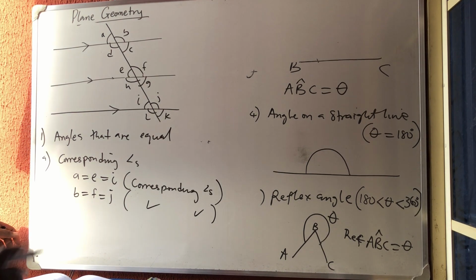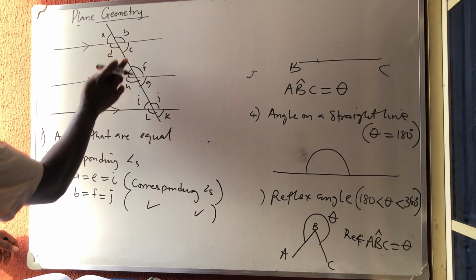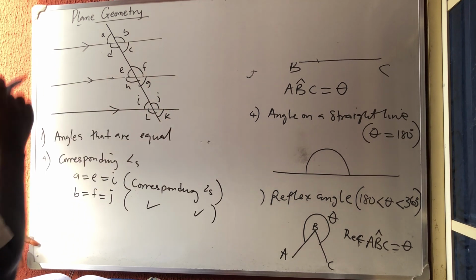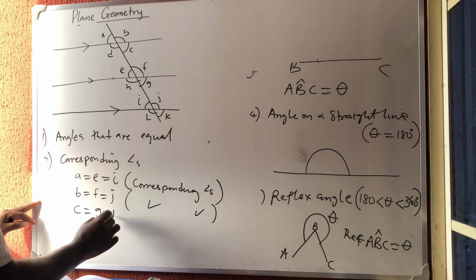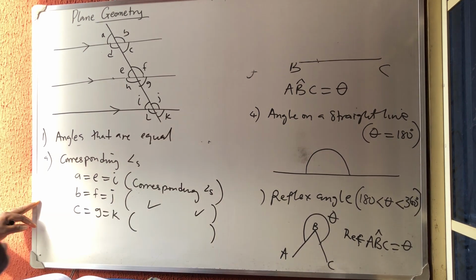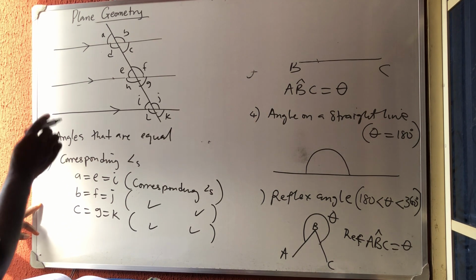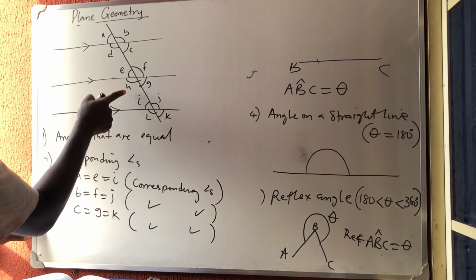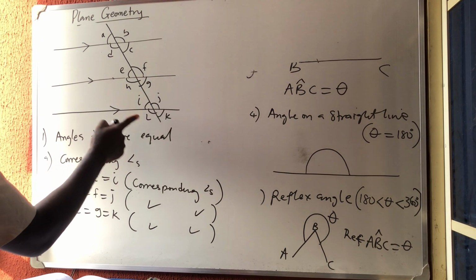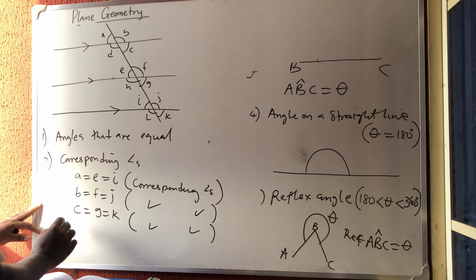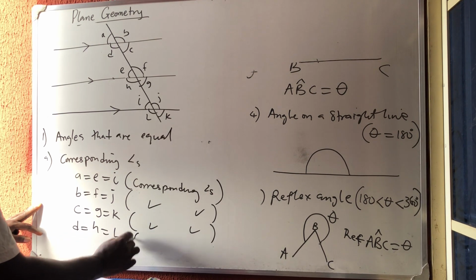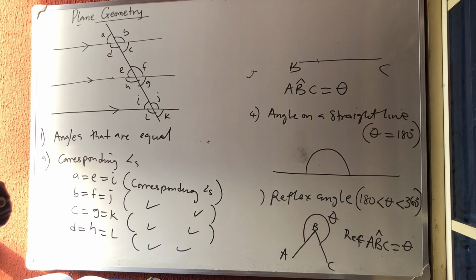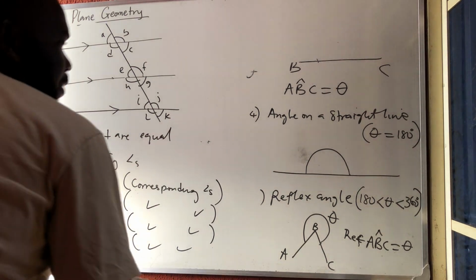So which other one? If you look under, you see that angle C, G, and K are in the same position. We say that angle C is equal to angle G, which is equal to angle K. The same reason is still going: corresponding angles. So let's look for another one. If you still move under again, you see that angle D is equal to angle H, which is equal to angle L. The same corresponding. We have the same reason. Okay, so that is the first angles that are equal.